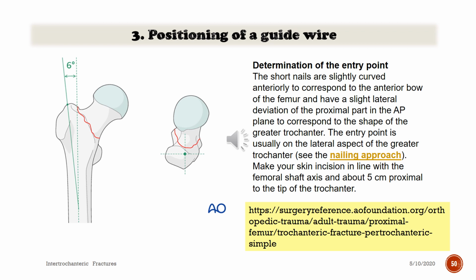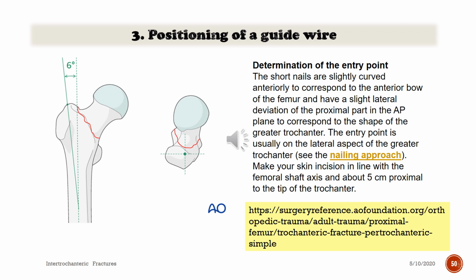Determination of the entry point. The short nails are slightly curved anteriorly to correspond to the anterior bow of the femur and have a slight lateral deviation of the proximal part in the AP plane to correspond to the shape of the greater trochanter. The entry point is usually on the lateral aspect of the greater trochanter. See the kneeling approach. Make your skin incision in line with the femoral shaft axis and about 5 cm proximal to the tip of the trochanter.